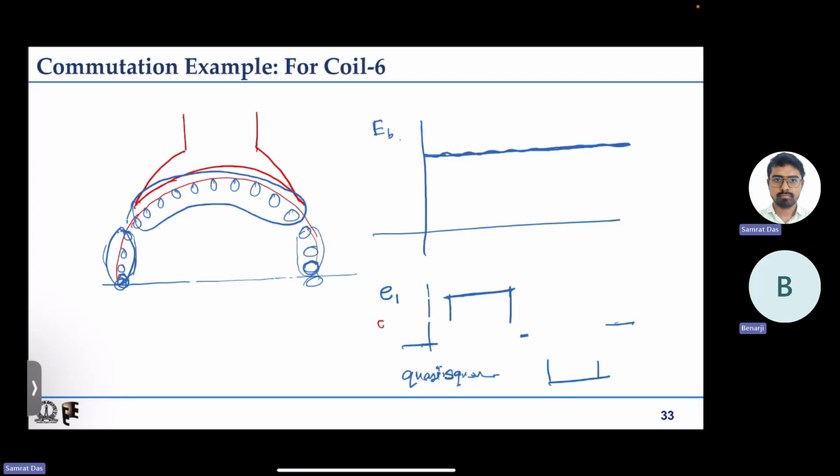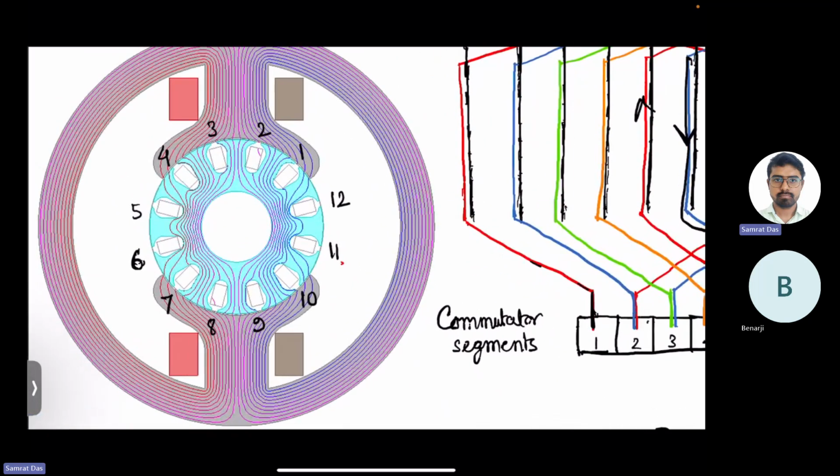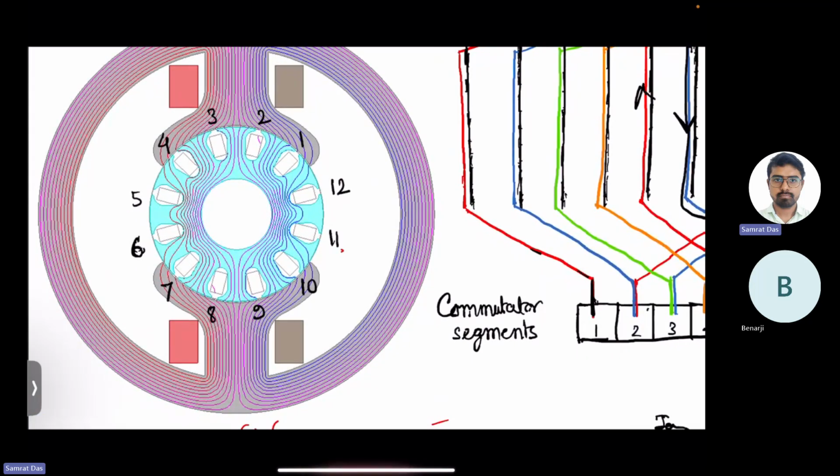Now let us consider this one. Let me zoom it a bit. Here no coil is going through commutation. So who are in series? 12, 1, 2, 3, 4, and 5. They are in series. But 12 and 5, they are not under the pole. Even if we extend the pole like this, 12 and 5 are not under the pole.